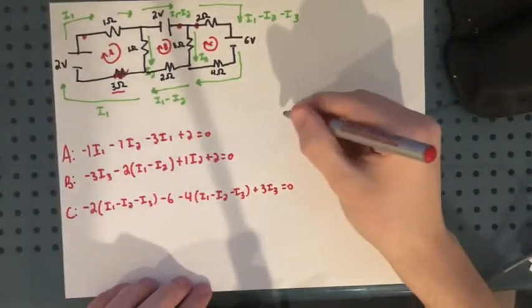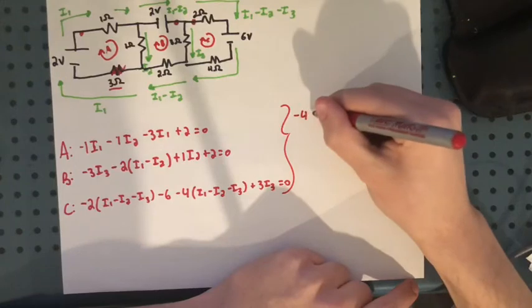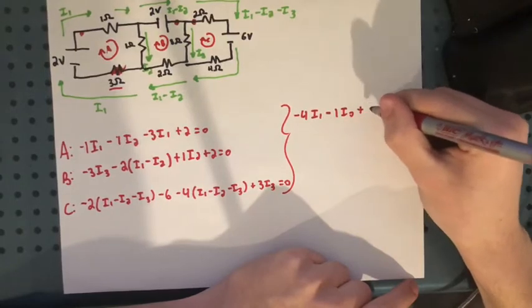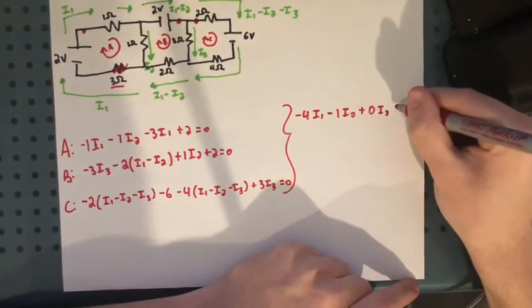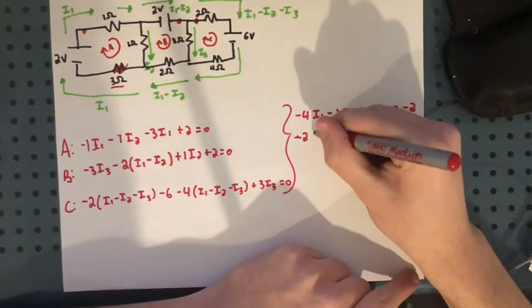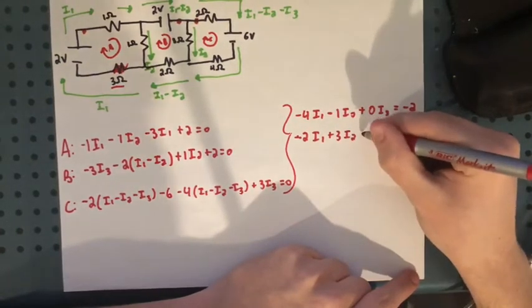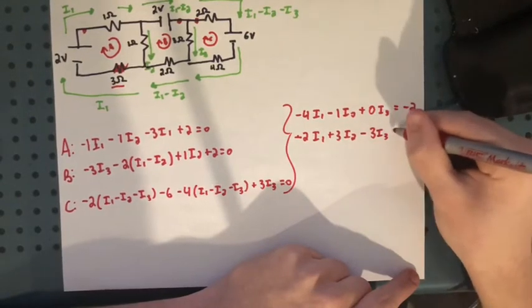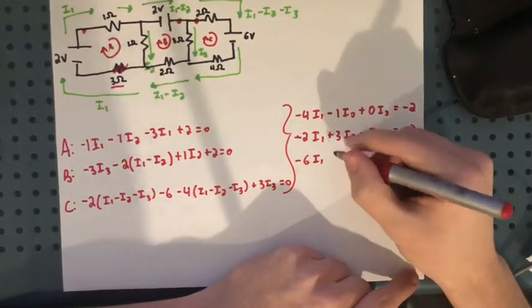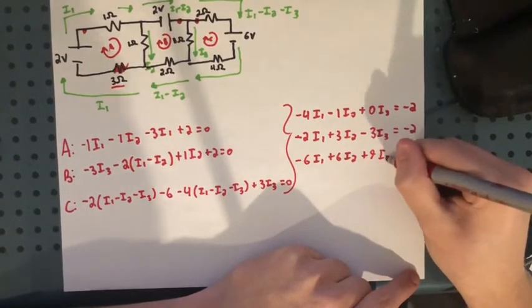So now we're going to simplify all of these equations that we have written out here. So this one's going to go down to negative 4 I1 minus 1 I2 plus 0 times I3 equals negative 2. Right here we have negative 2 times I1 plus 3 times I2 minus 3 times I3 is also going to equal negative 2. And right here we have negative 6 I1 plus 6 I2 plus 9 I3 is going to equal 6.